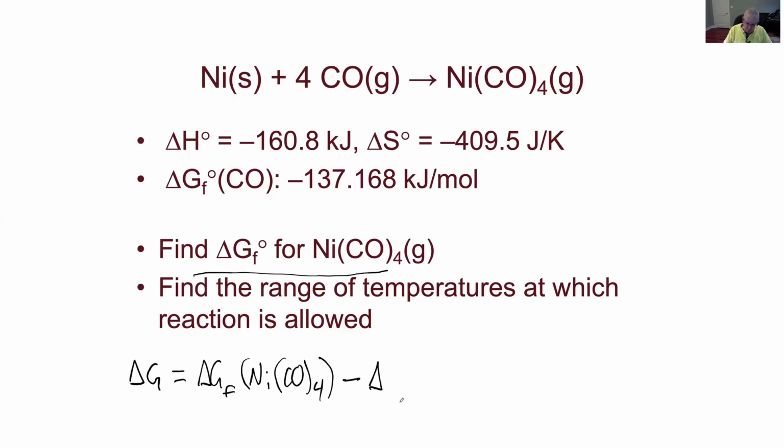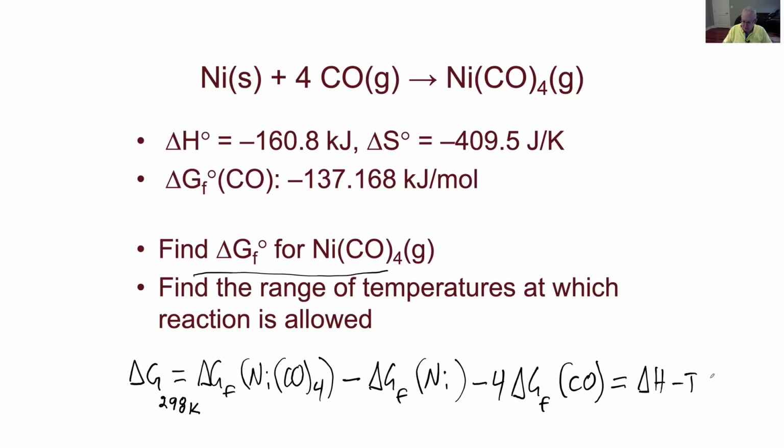Minus delta G of formation for nickel minus 4 delta G of formation for the CO, right? And if I do it that way, the thing I have to remember, the thing that makes this a tricky problem, is the delta G that I get then is the delta G for 298K. Okay, so then I can put over here that that's equal to delta H minus T delta S, where my T needs to be 298K. So that's how we're going to go about this.